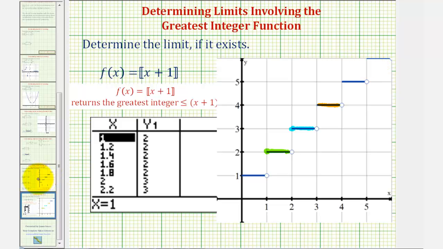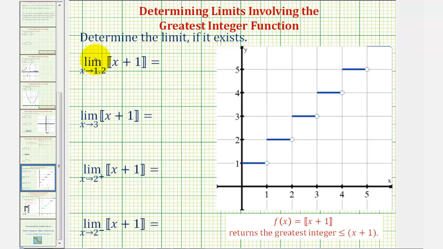So going back to our limits, we first want to determine the limit as x approaches 1.2 of our greatest integer function. Well, x equals 1.2 would be somewhere in here. And notice as we approach 1.2 from the positive side or right side, and as we approach 1.2 from the left side or negative side, we are approaching the function value of positive 2. This first limit is equal to 2.